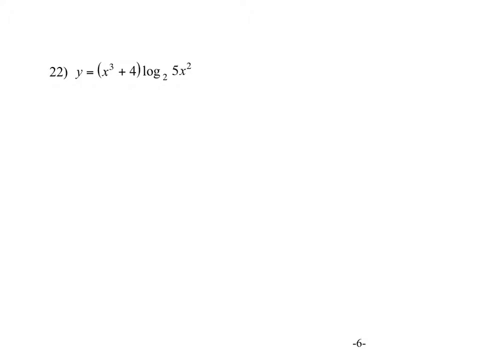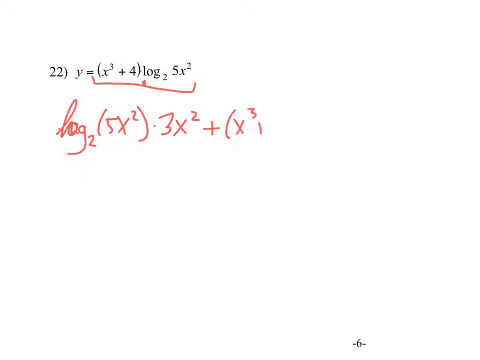For 22, we're doing the same thing. We've got another product rule with two things being multiplied together. And we've got the second, so log base 2 of 5x squared, times the derivative of the first, 3x squared, and then plus the first, x cubed plus 4, times the derivative of the second. And that's going to be 1 over 5x squared. We do times ln of 2 in the bottom there, and then times 10x for the derivative of the inside.